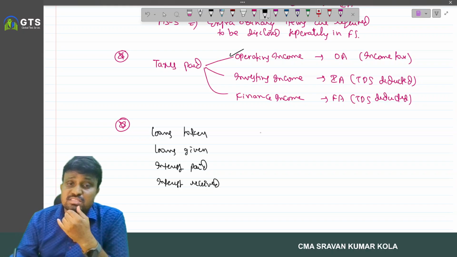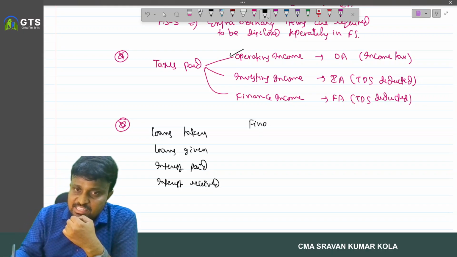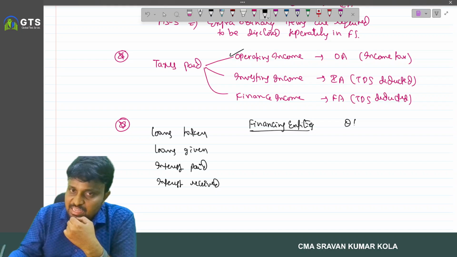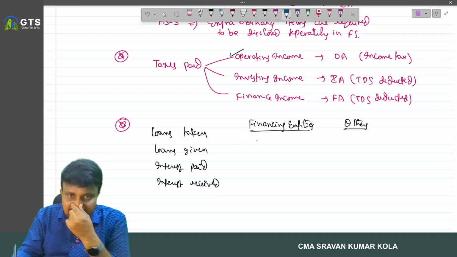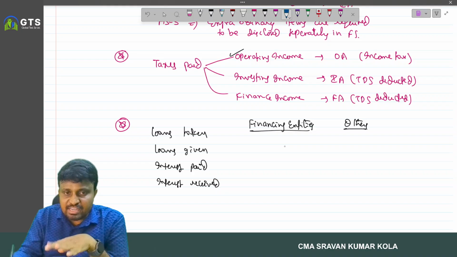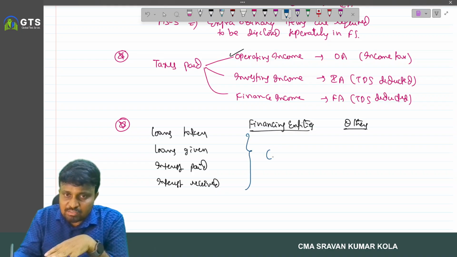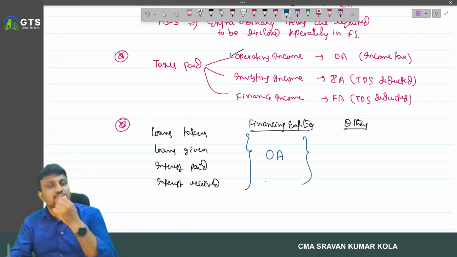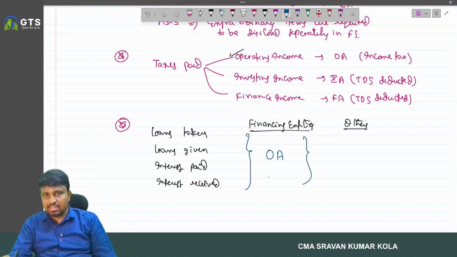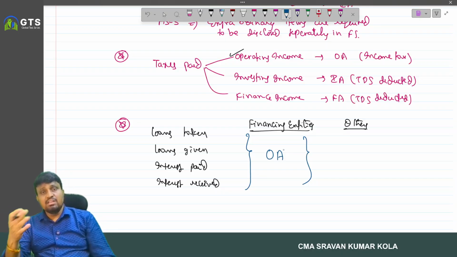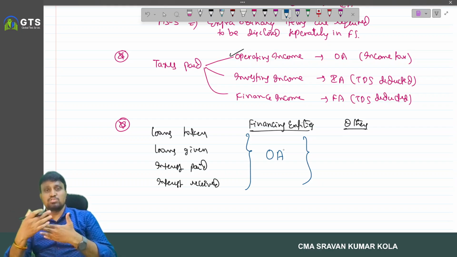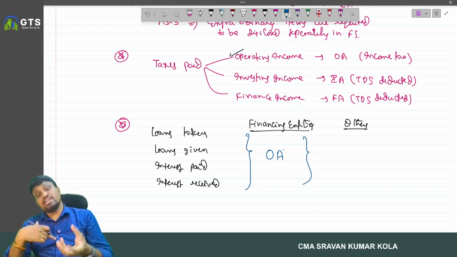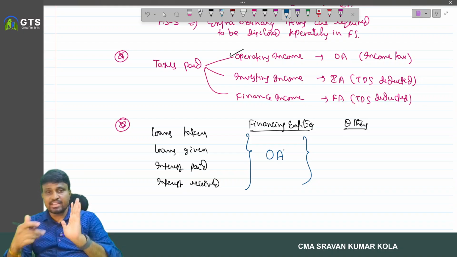But certain entities are there which are doing finance, like financing entities and others. In the case of financing entities, loans taken, loans given, interest paid and interest received, all these are covered under what? Operating activity. Because in the case of a financing entity, taking or issuing finance is a regular course of business operation, and any related cash flows are covered under operating activity only.